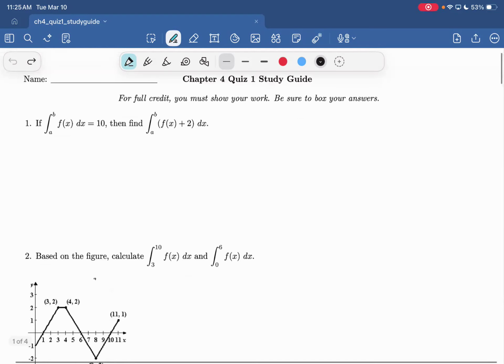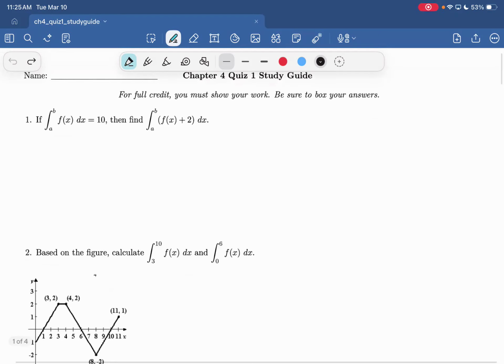So the first question gives us the integral of f of x from a to b, and we're asked to find the integral of f of x plus 2. Any integral, when you're adding within the integrand, you can split it up into two different integrals. So this integral equals the integral of f of x plus the integral of 2.